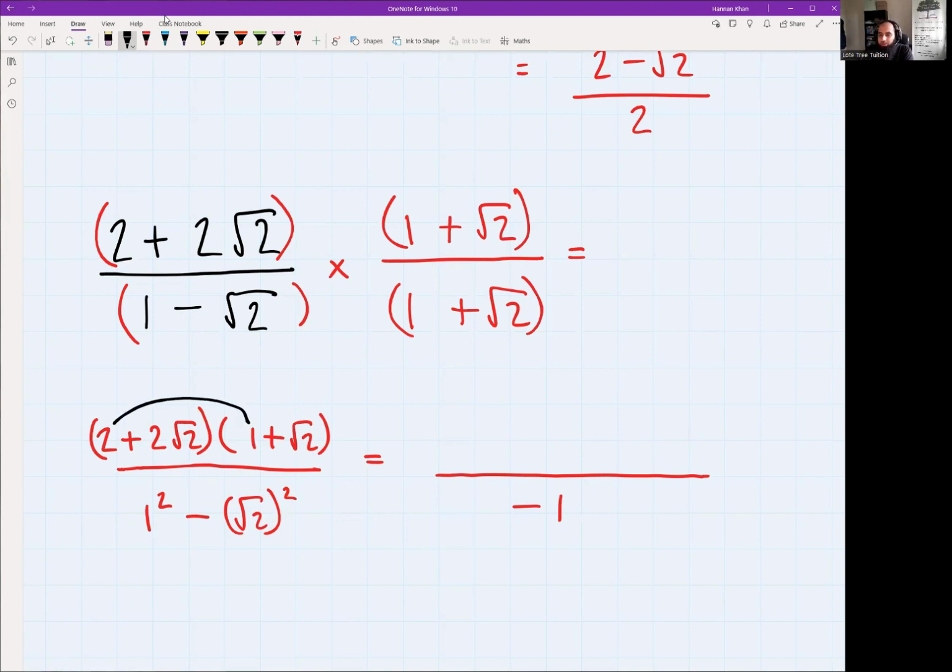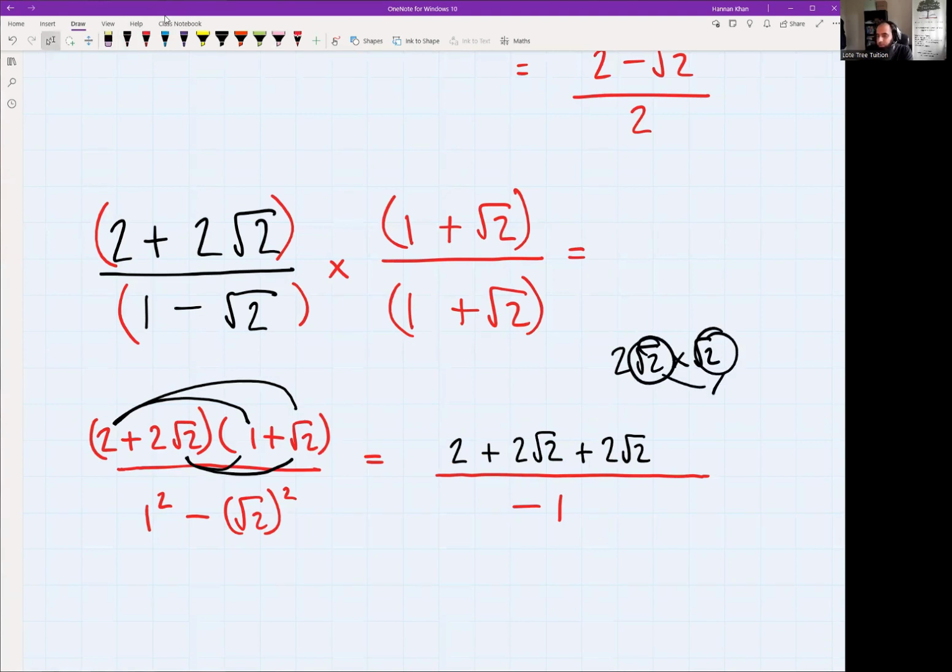So 2 times 1 is 2. I'll use black here just to be clear what we're doing. And then 2 times root 2, so that is plus 2 root 2. And then 2 root 2 times 1 is just 2 root 2. And then this is the tricky one: 2 root 2 times root 2. Here you can see there are 2 root 2's next to each other, so they just become 2. So it's just 2 times 2, which is 4.